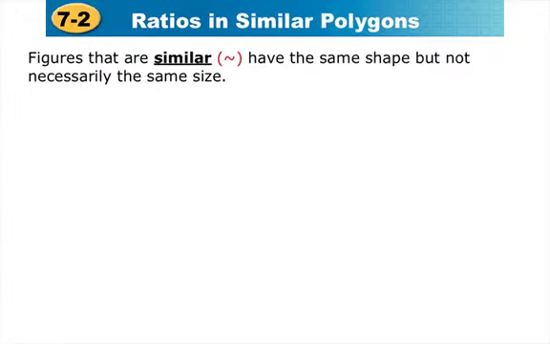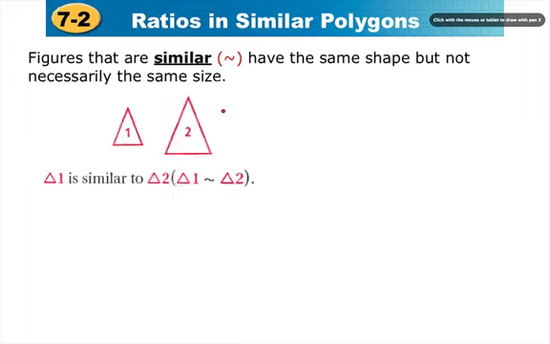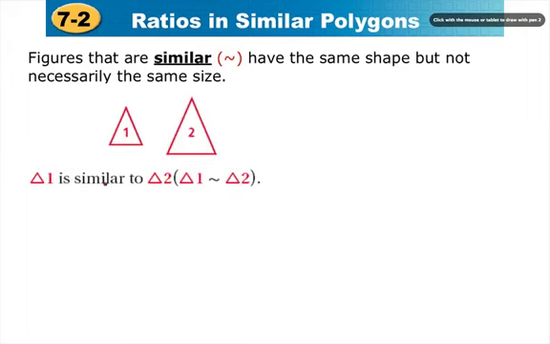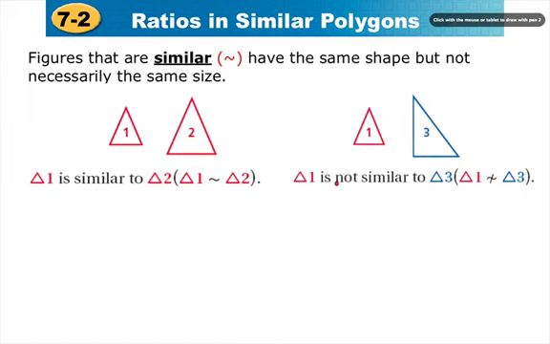Follow along, it says figures that are similar, and this is the symbol that we use to represent the word similar, have the same shape, but not necessarily the same size. Here's an example of two figures that are similar. Notice that they have the same shape, but not necessarily the same size. An example of two figures that are not similar, because this looks like an isosceles triangle and this looks like a right triangle. They don't have the same shape at all.